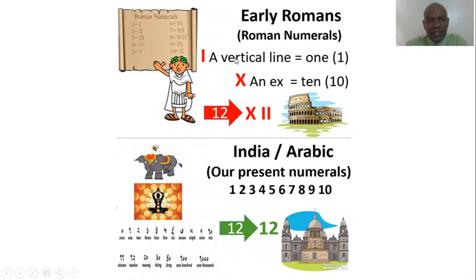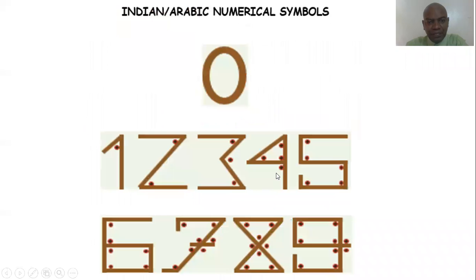The early Romans used Roman numerals, where the vertical line represents 1 and the X represents 10. X and 2 strokes will be 12. But then you have the Indian Arabic numerals, or present numerals that we use today: 1, 2, 3, 4, 5, 6, 7, 8, 9, and 10 is 1, 0, that we are familiar with.